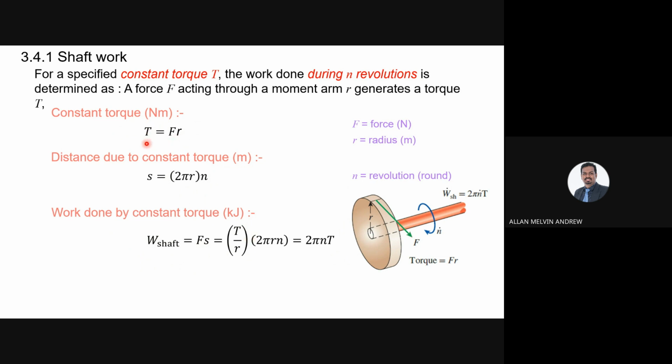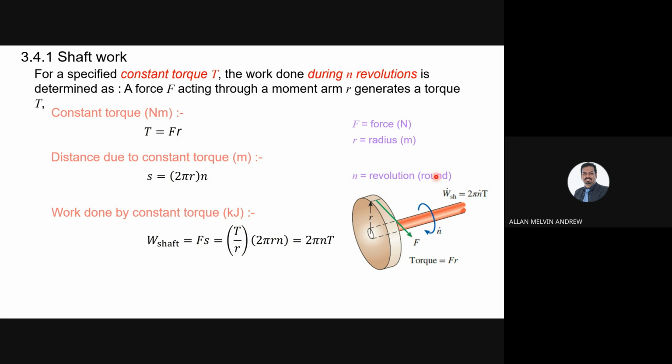So bring the R down, so you can cancel the F. So F times S is 2 pi R n. Once you cancel this R and cancel this R, finally the work done by the shaft equals 2 pi n t. Okay, so these are some of the formulas that you can use.